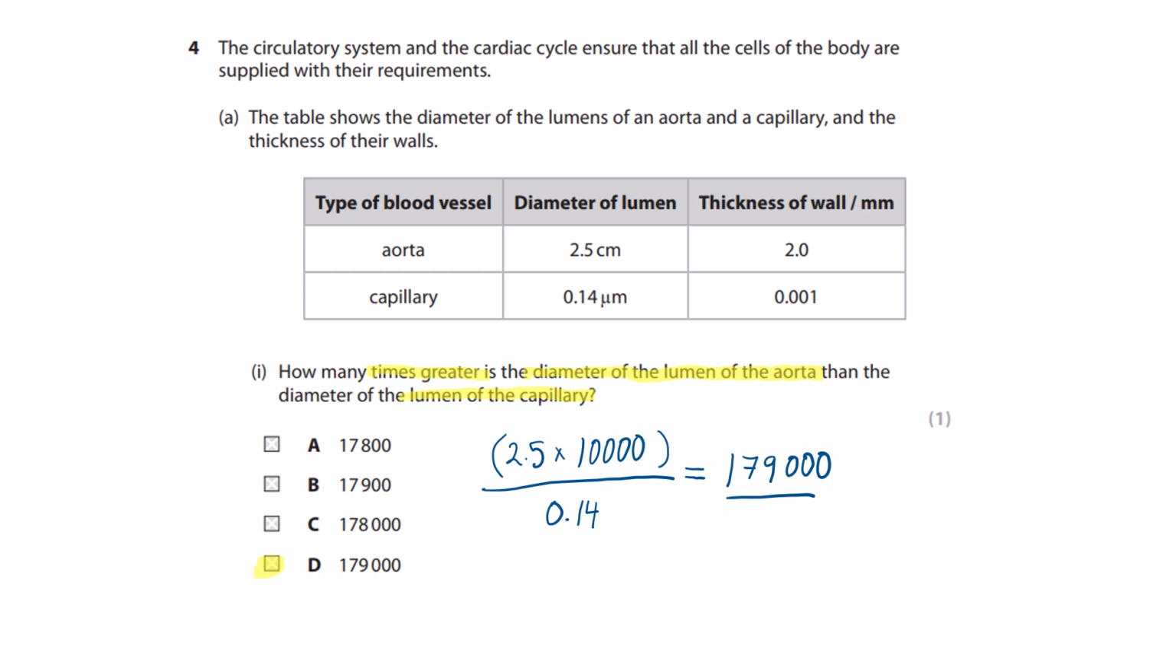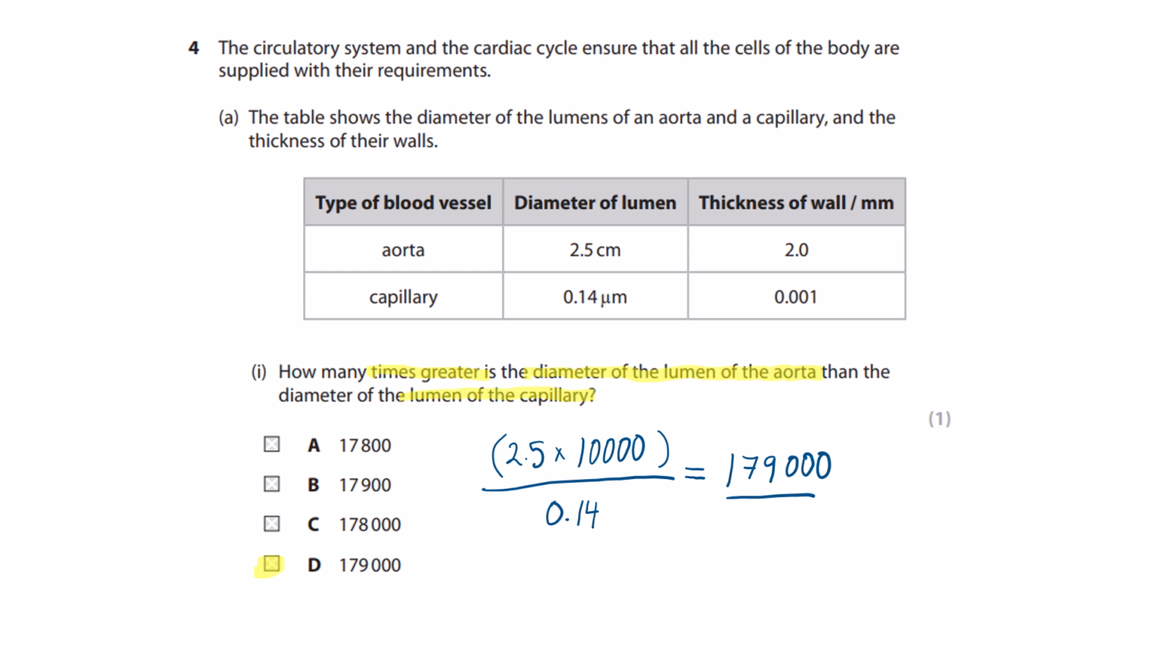The diameter of the lumen of the aorta is 2.5 centimeters, which is fairly larger than the capillary because remember capillaries are very small. And then the thickness of the wall is 2 millimeters, whereas the thickness of the capillary is 0.001 millimeters. Okay, how many times greater is the diameter of the lumen of the aorta than the diameter of the lumen of the capillary?